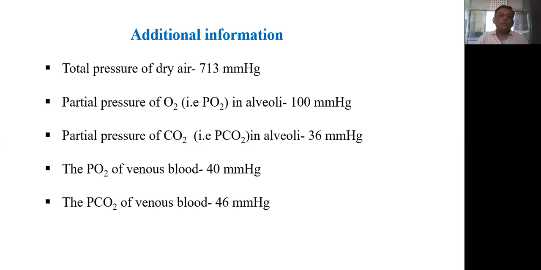So there is a difference between partial pressure of oxygen in alveoli and partial pressure of oxygen in venous blood. This difference is approximately 60 mm Hg, and the difference of partial pressure of CO2 in alveoli and in venous blood is approximately 10 mm Hg. So these are some points which you have to remember. So this is all about the exchange of gases at the respiratory surfaces.